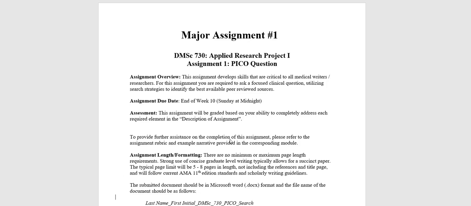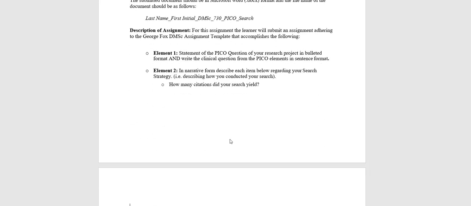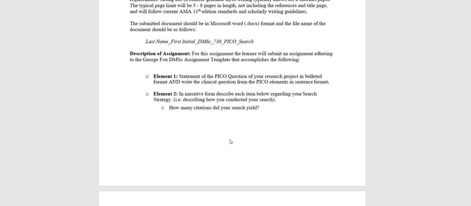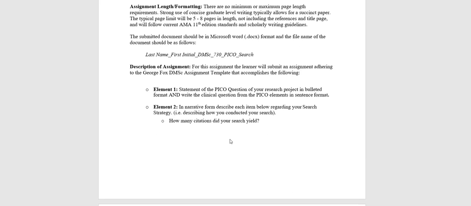Now, when it comes to the assignment length, we're just using the same assignment format that has been used the past few years here in the PA program. The assignment length is going to be probably between 5 to 8 pages, not including the references and title page. There is no minimum or maximum page length requirement, though. When you submit it, please submit it last name, first name in this format here with the DMSc 730 PICO search.